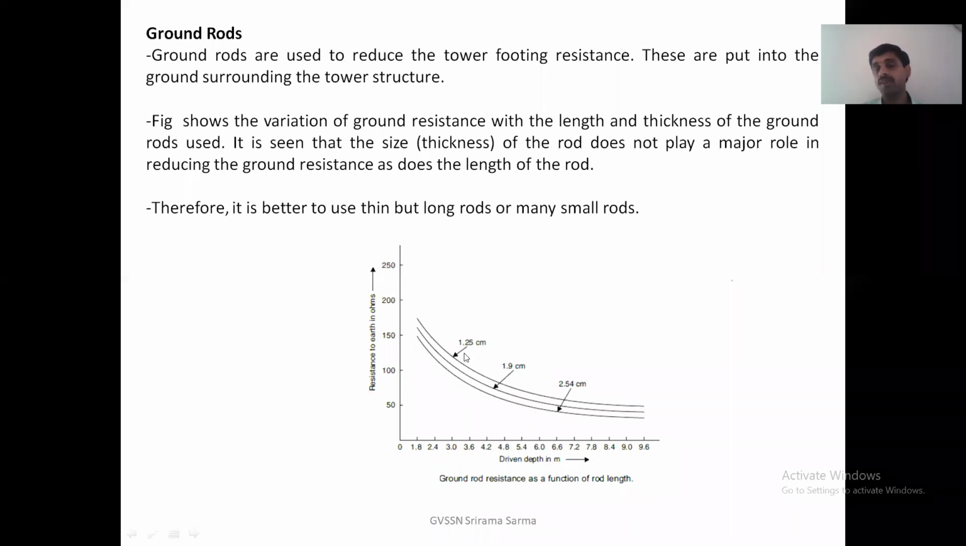If you see 1.25 centimeters and 2.45 centimeters, therefore the resistance is reduced a lot. At 1.25 centimeters, the resistance is a little higher compared to this line. So this is the way ground rods reduce the tower footing resistance. But we cannot keep ground rods everywhere. That means in rocky areas you cannot dig these rods.